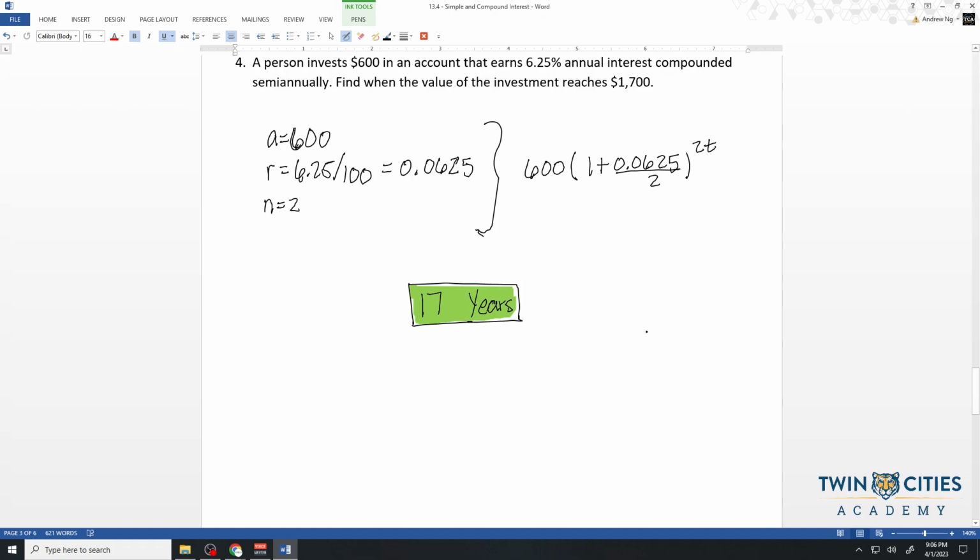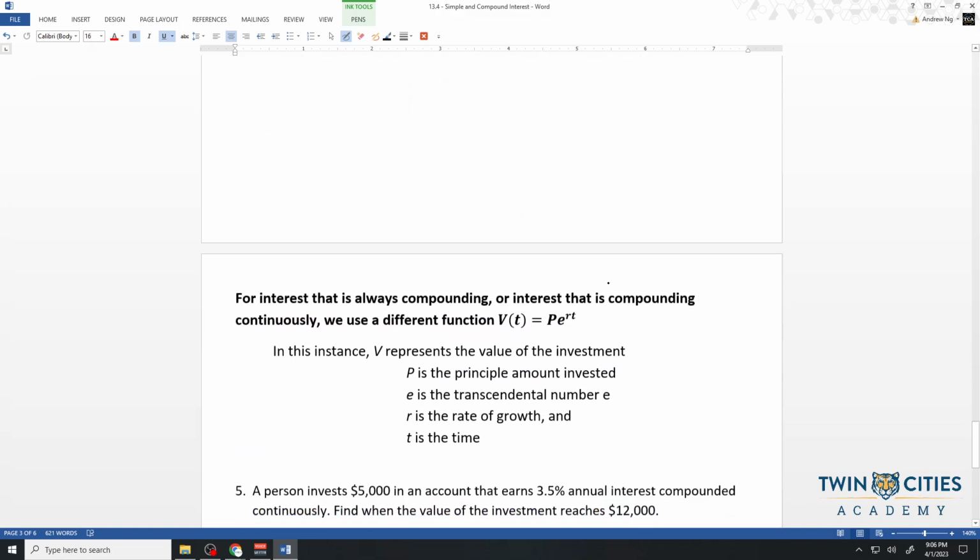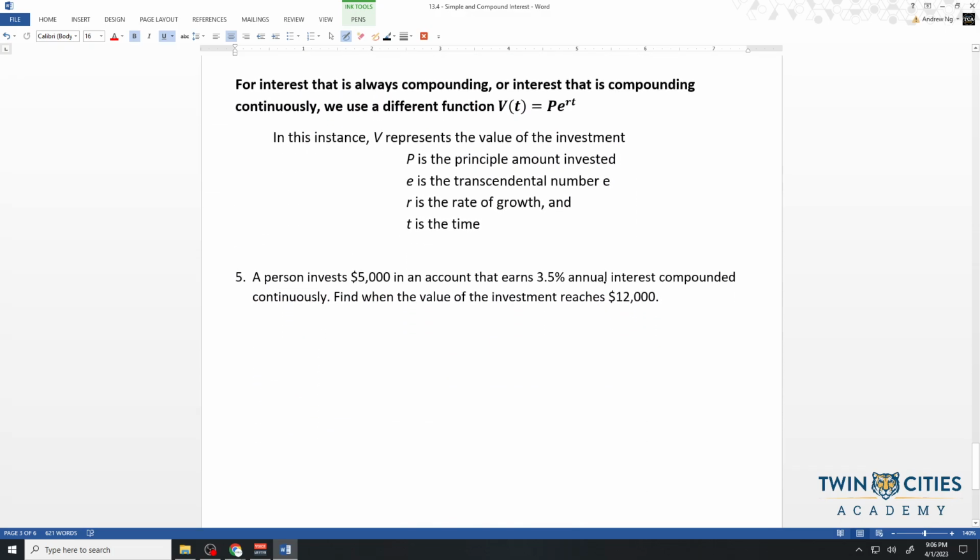All right, one last thing to talk about. So we talked about compound interest when we're looking at this just once per year, annually. We talked about multiple times per year. So semi-annually is 2, quarterly is 4, monthly is 12. You could even do daily, which is 365. So in that case, n would be 365. But let's talk about when we're compounding continuously. So this means we're always compounding. We never stop compounding. For compounding continuously, we're going to use a little bit different of a function.